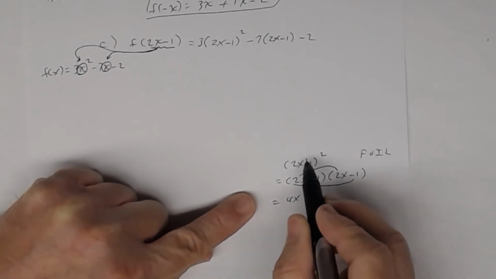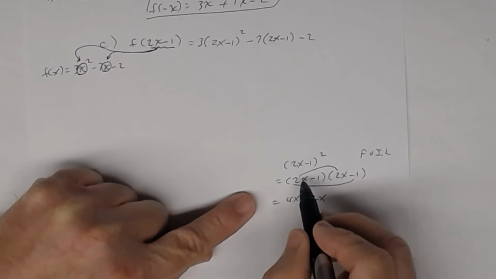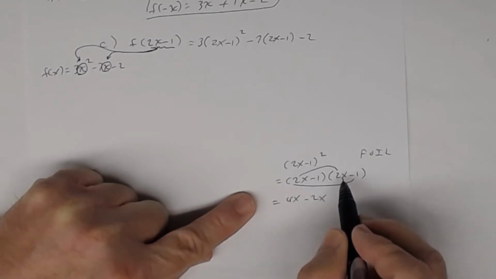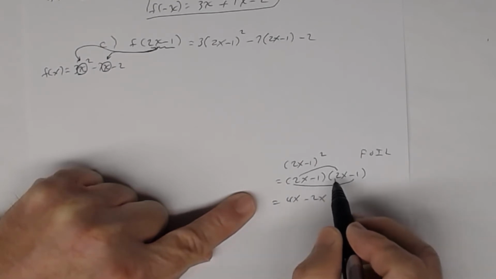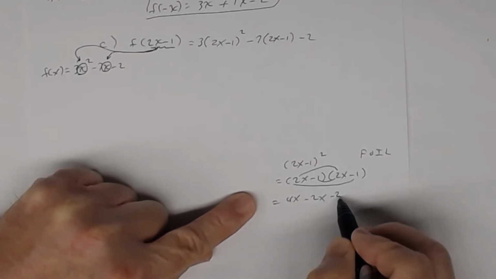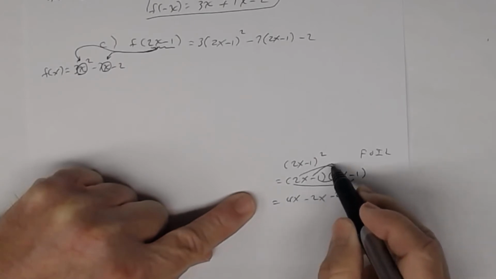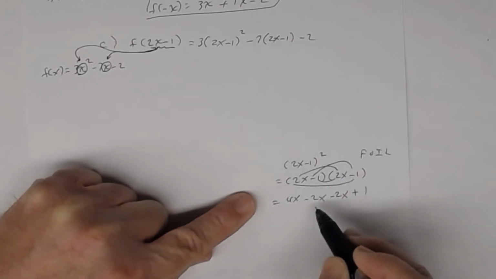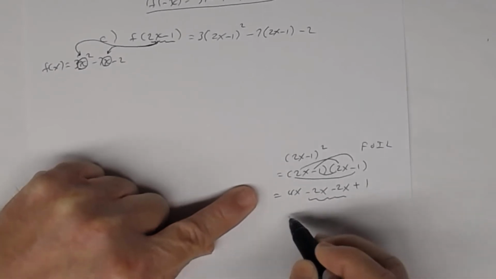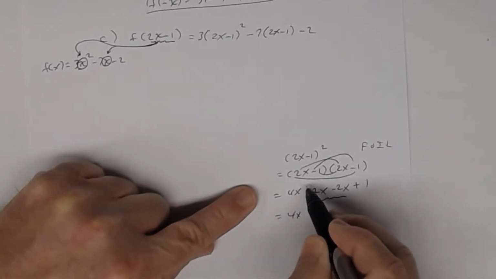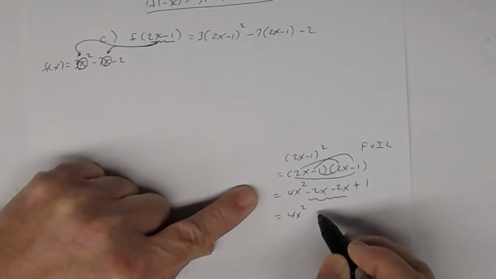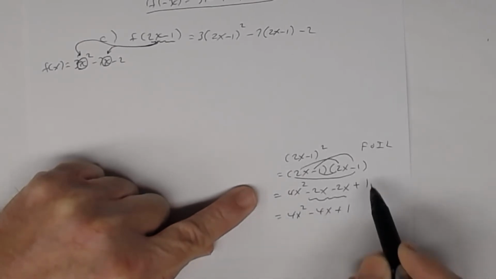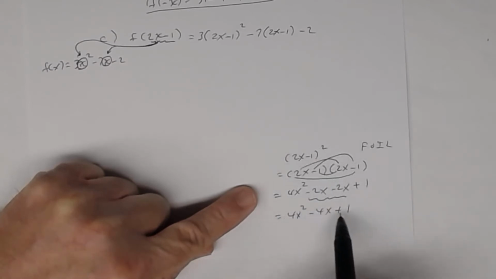So whenever you square a binomial, see these two binomials are exactly the same expression. The outer and the inner better be the same. And so notice in the inner, a negative 1 times 2x is a negative 2x. And then the last, a negative 1 times a negative 1 is a positive 1. Combining like terms, I get 4x squared. A negative 2x and a negative 2x is a negative 4x, and then plus 1. So 2x minus 1 squared is this quadratic trinomial.